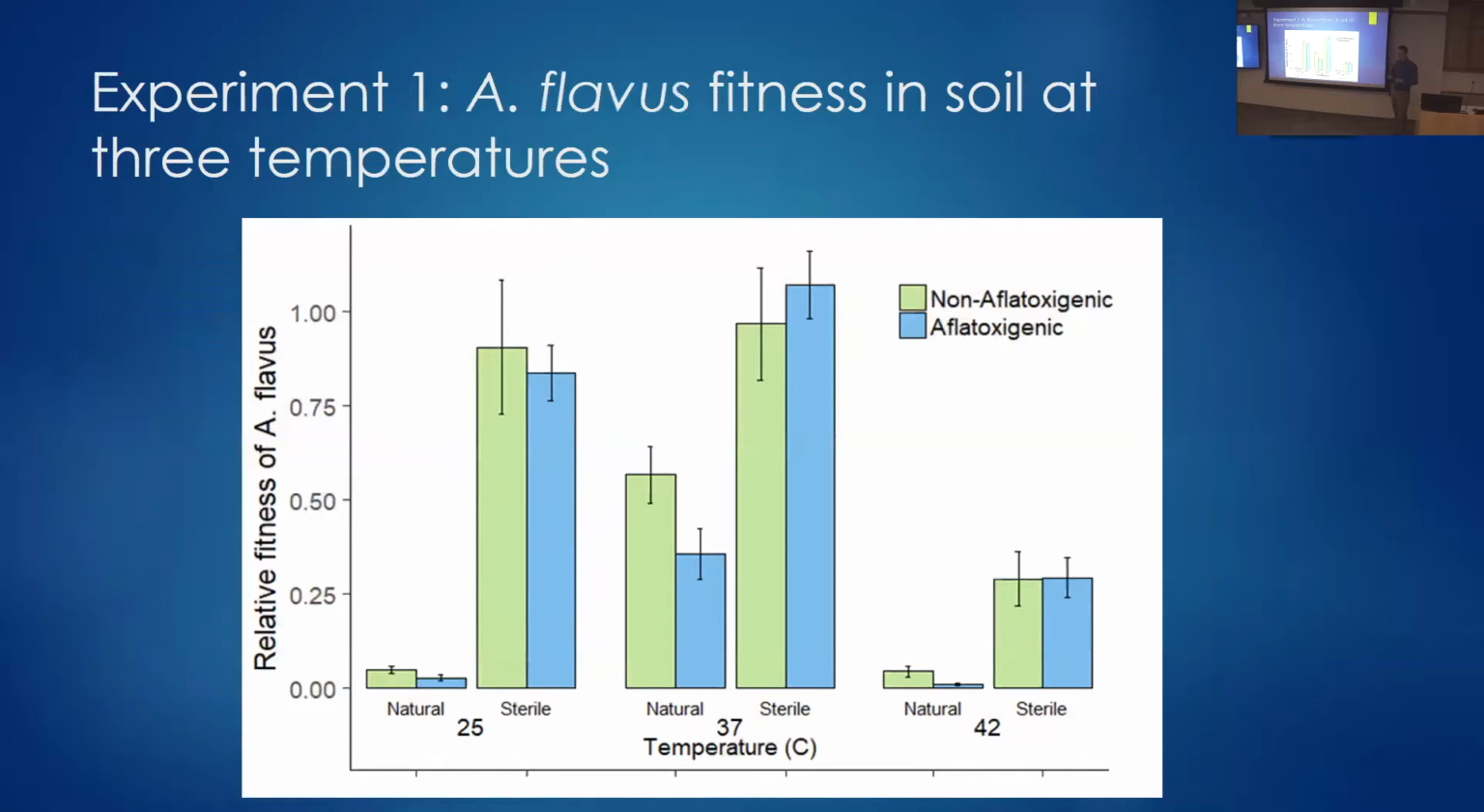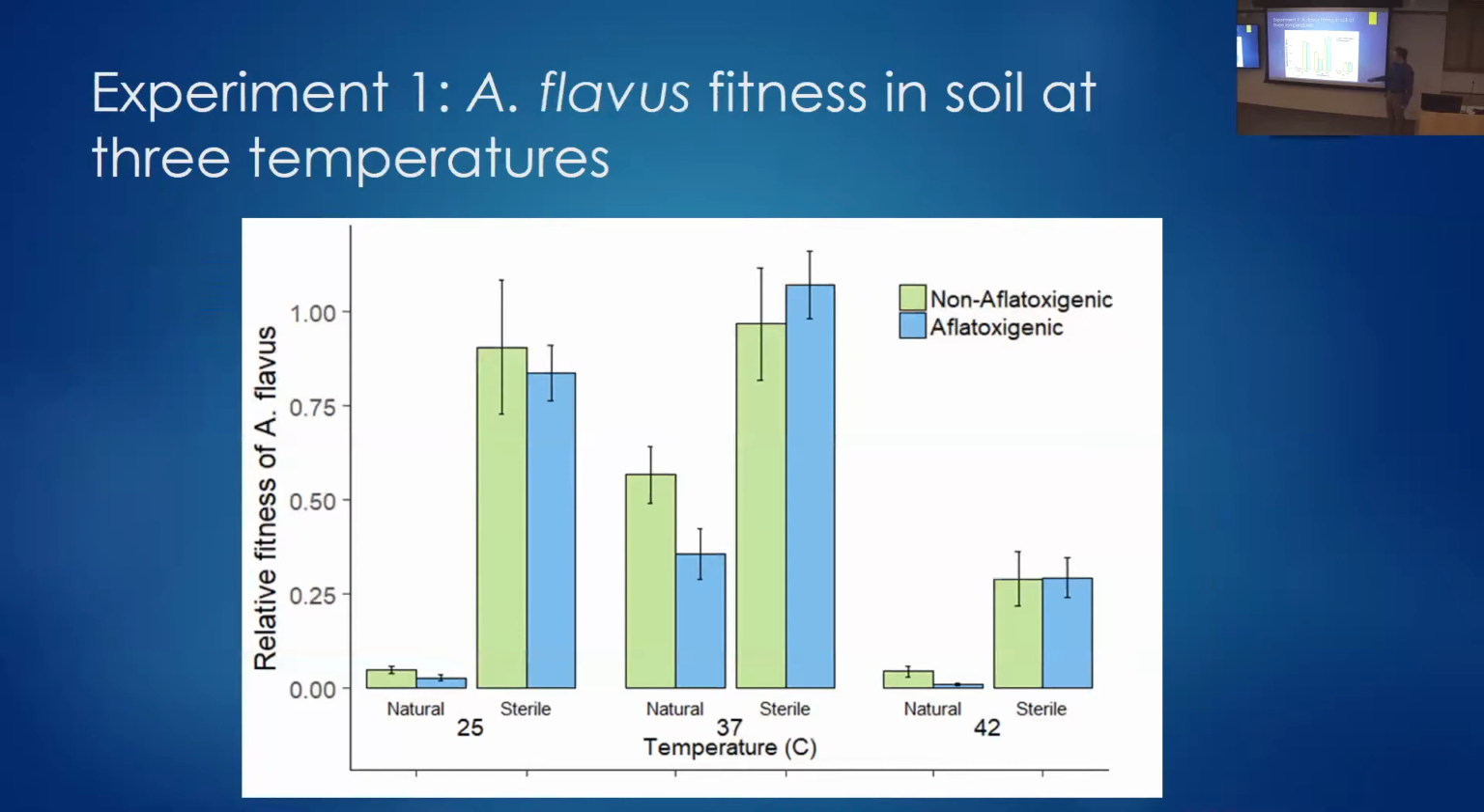But we're interested in the question of what does aflatoxin do for it, not does it grow differently in the sterile or at different temperatures? This was initially what we were doing because we didn't know what we were going to find. So we were like, let's look at all the temperatures. And what we find is that in the natural soil, we consistently see that the non-aflatoxigenic have higher fitness than the aflatoxigenic. So not producing aflatoxin seems to confer a benefit here.